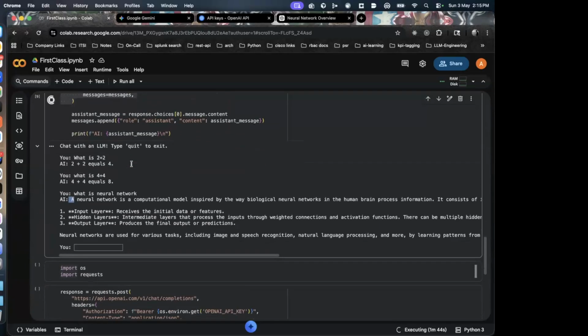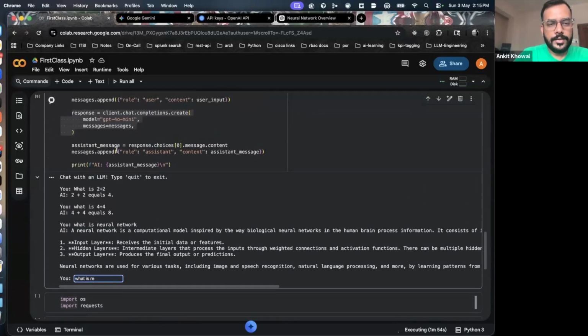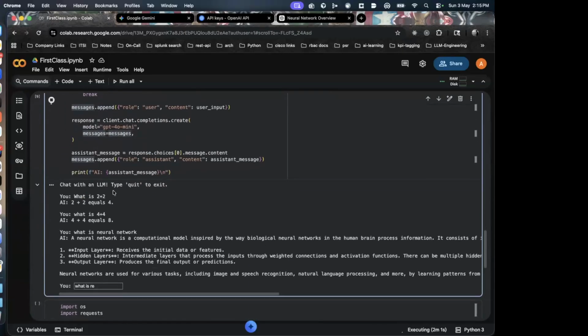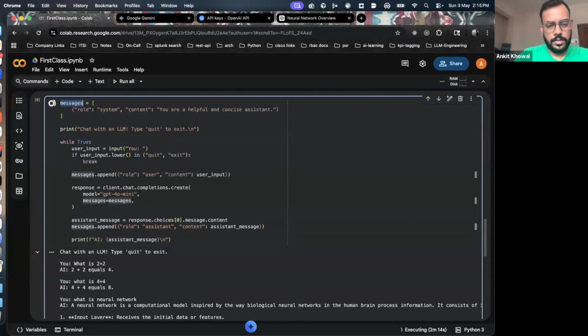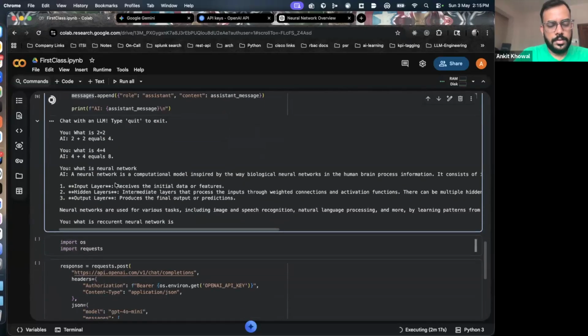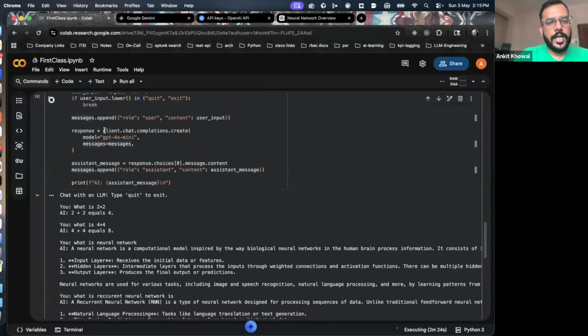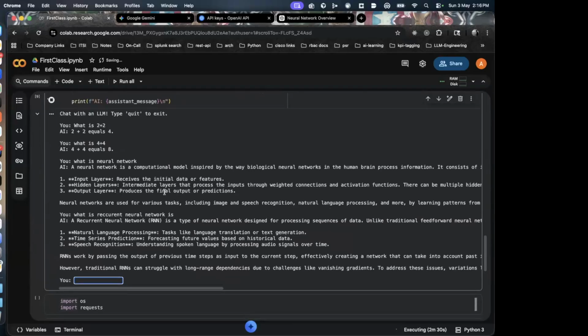Can you type what is recurrent neural network? Then how it behaves? Will it append the response to the previous response? No. Right now what I'm doing is, these messages will have the history because I'm appending them. But right now it will not append to it, but it will give you a whole new answer. Okay. We'll talk more about it, but right now this is just how we are invoking the API.